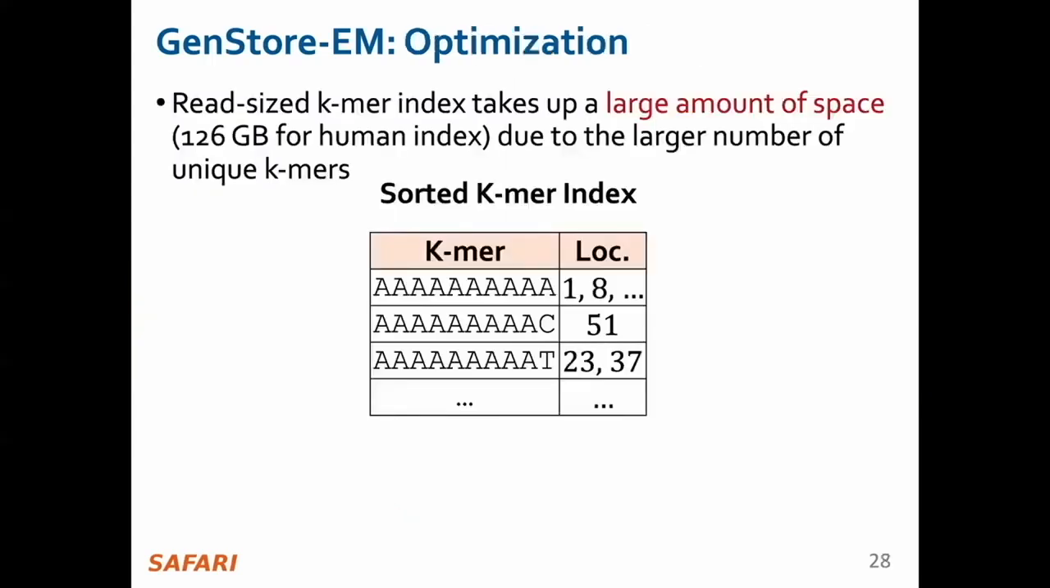Despite the key benefits of this sorted read size k-mer index, this index takes up a large space. For example, for a human index, it takes 128 gigabytes due to the large number of unique read size k-mers. And we can't use techniques like minimizers to reduce the number of entries in the table, because we really want to find the exact matches if they exist. So we can't afford any common techniques in bioinformatics to reduce the size of this table.